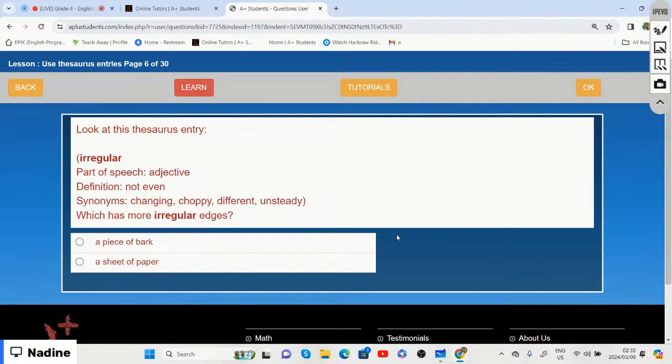So irregular. What is irregular? Irregular is an adjective. The definition means not even. And the synonyms of irregular are changing, choppy, different, unsteady. So now we need to say which has more irregular edges. Is it a piece of bark or a sheet of paper?